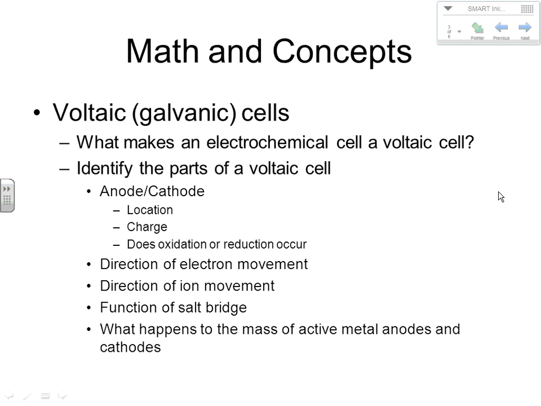Also know what's happening with ion movement. Remember, the reason we called it the cathode is because cations are moving at it, and at the anode, anions are moving at it. Function of the salt bridge, remember that is to maintain charge neutrality.